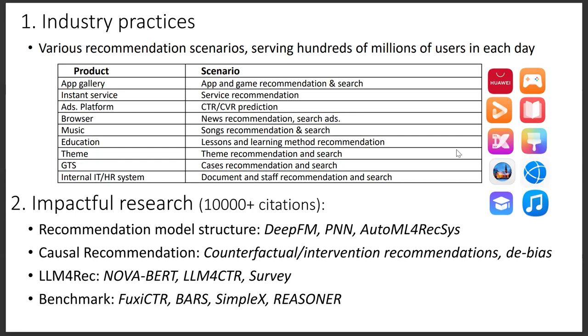On the other hand, in the past 10 years, we have also done some impactful research to contribute to the recommendation community. For example, on recommendation model structure, we have DeepFM, PNN, and AutoML for recommendation systems. Some friends know I have done research about causal recommendation, counterfactual recommendation, and intervention recommendation, and we also have many diverse works in recommendation systems. I will introduce them later.